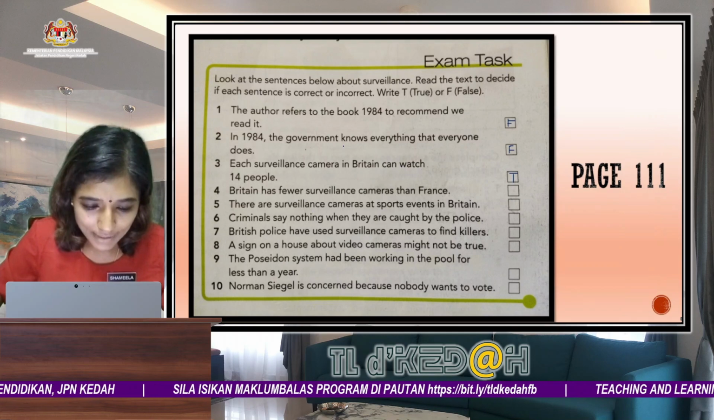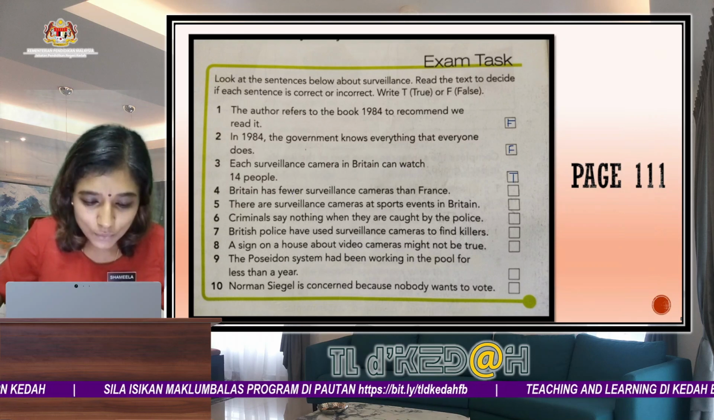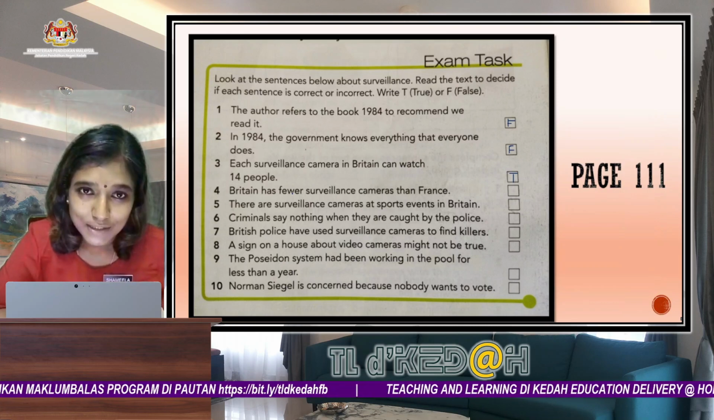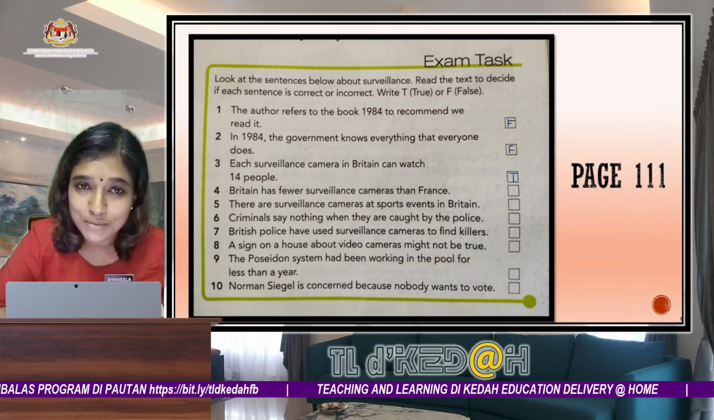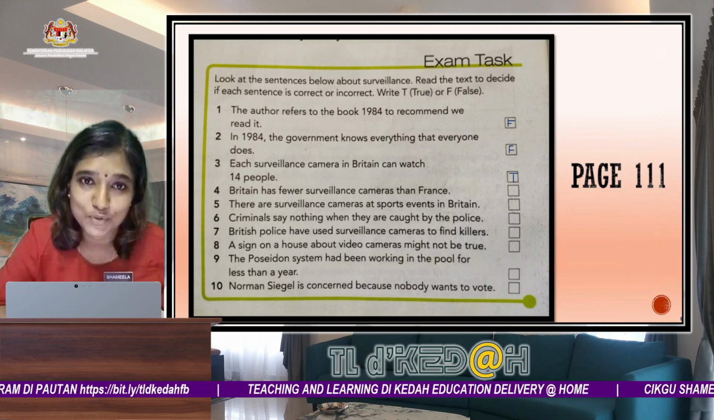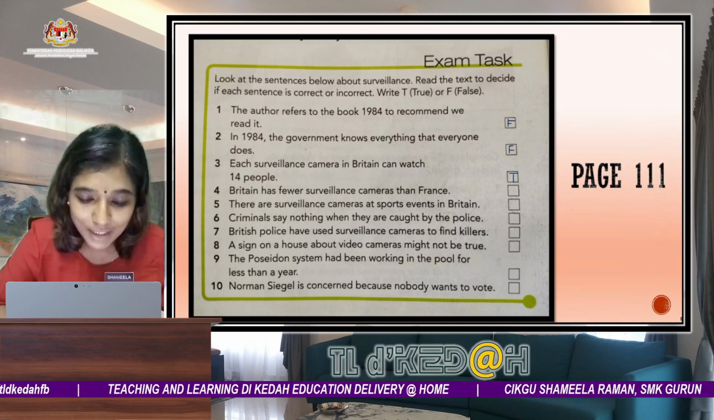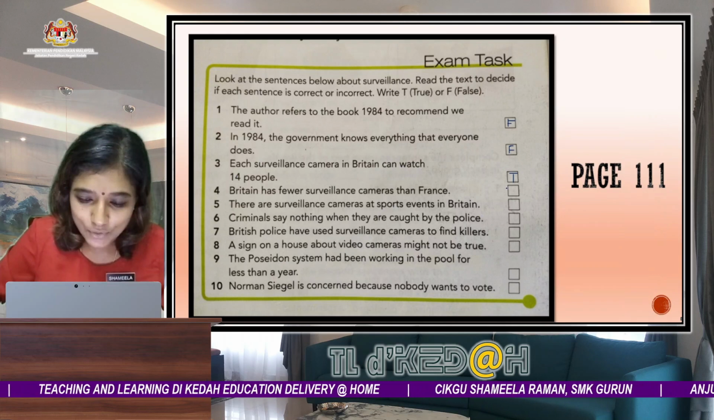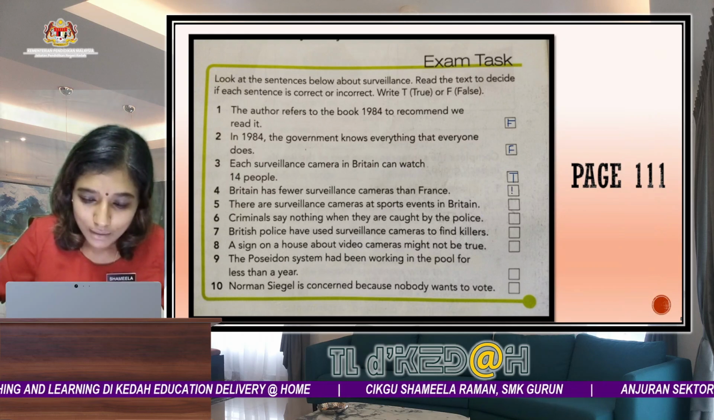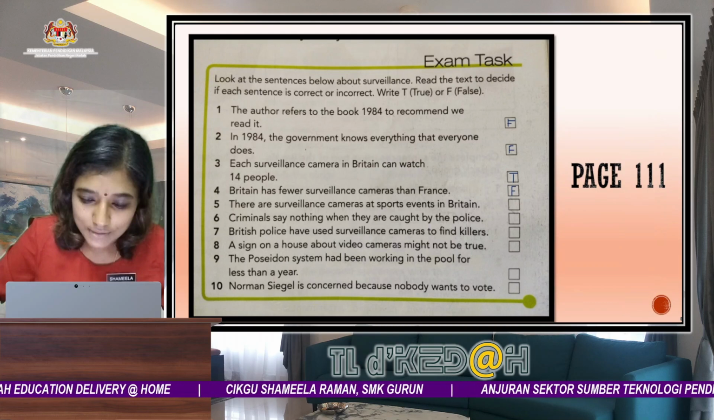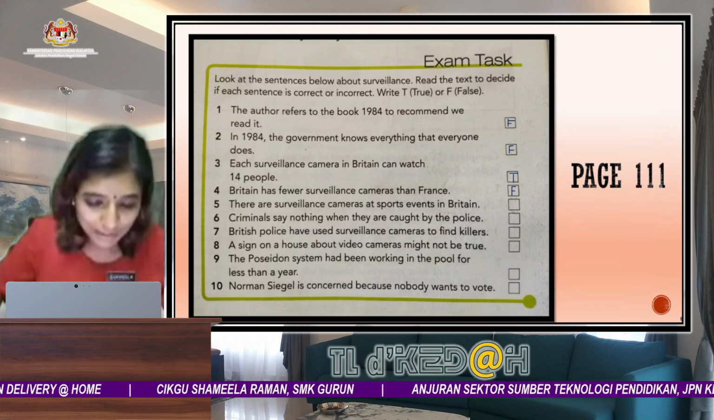Okay. Next, Britain has fewer surveillance cameras than France. No, it is clearly mentioned Britain has the most surveillance cameras. Okay, so France is in Europe as well. So this is also false. Okay, all these are given in the paragraphs. Yeah, you have to check.